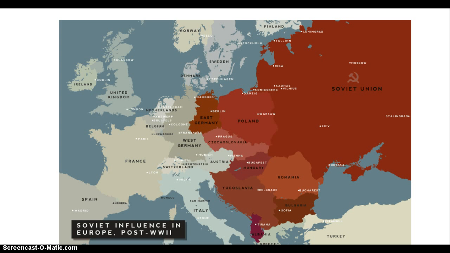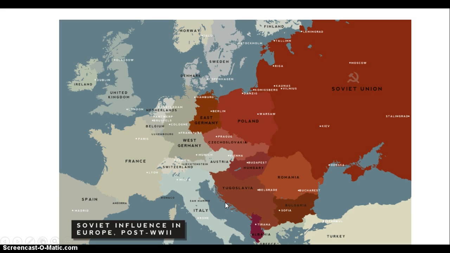So here's our map of the way that we see Europe being divided at the end of World War II. And this map shows us with the reds and the pinks the level of Soviet influence. It's important to understand that the Red Army was taking up a lot of these positions here in the east of Europe by the time of the end of World War II.